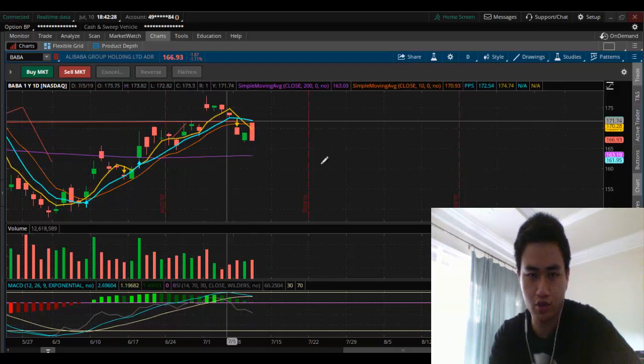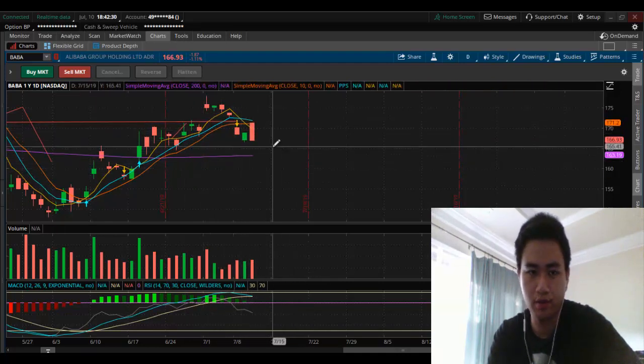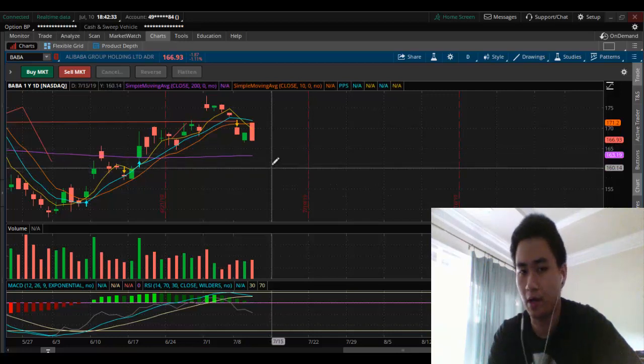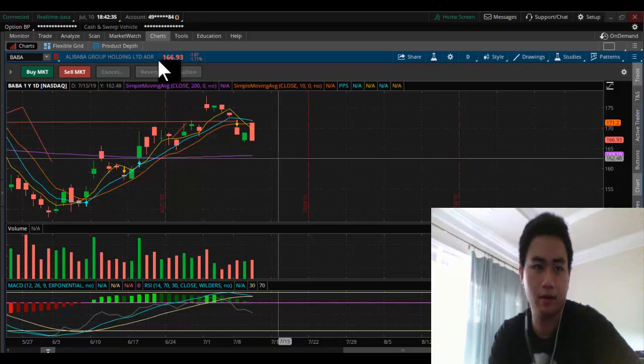at the 10 days moving average. So that's on watch tomorrow. If we go down to fill this gap, I'll be a buyer on Alibaba.